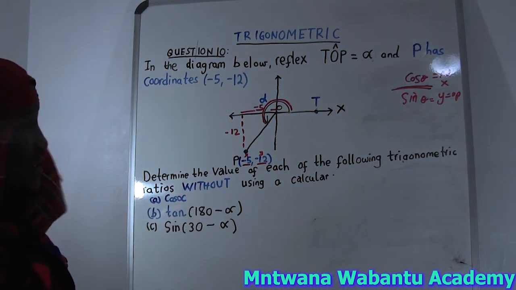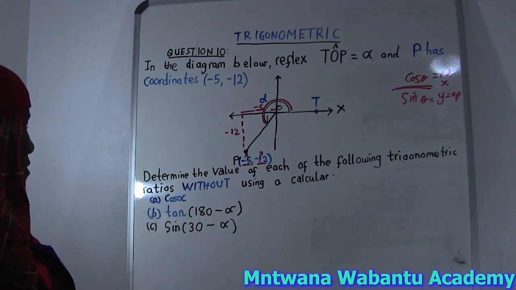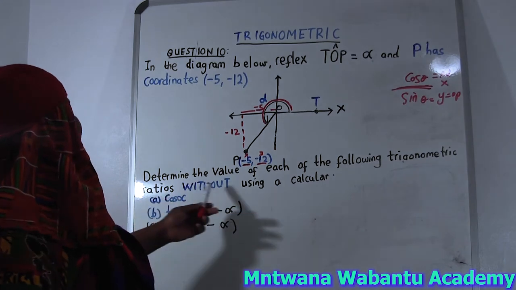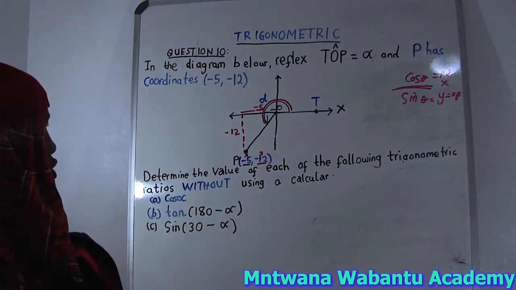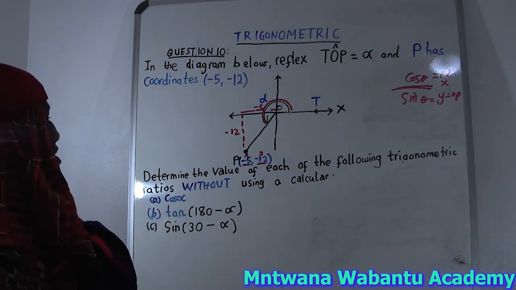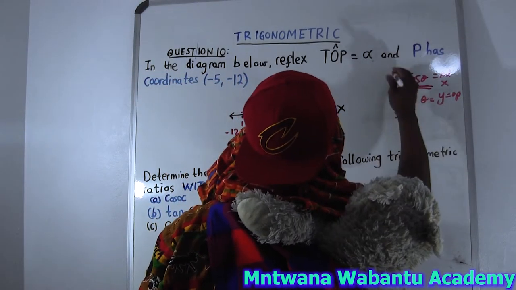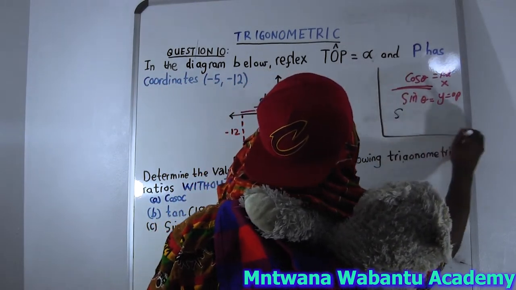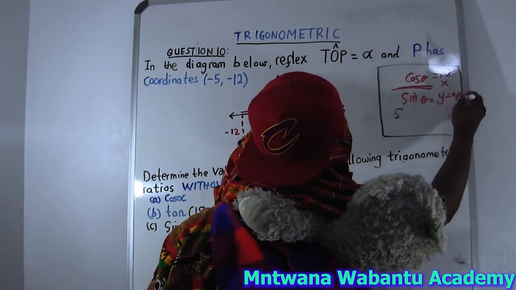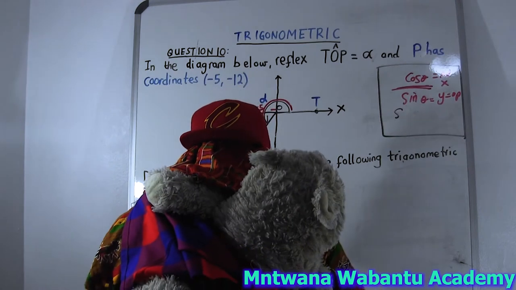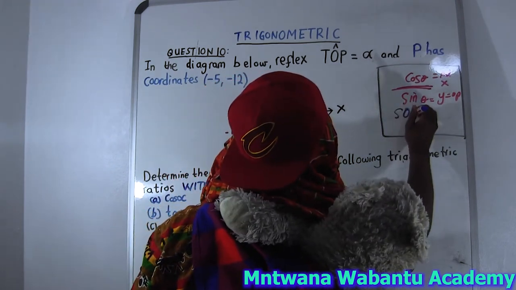There are a lot of ways you can do this question. So now they say, determine the value of each of the following trigonometric ratios without using a calculator. Without using what? Calculator. So now this is easy. If I want to get cos, I can just go to SOH CAH TOA. This is the one I need all the time. You need to memorize this. Don't worry about time. You only start on this, cos and sine. That's all you need the most. So we're going to use SOH CAH TOA for this case.